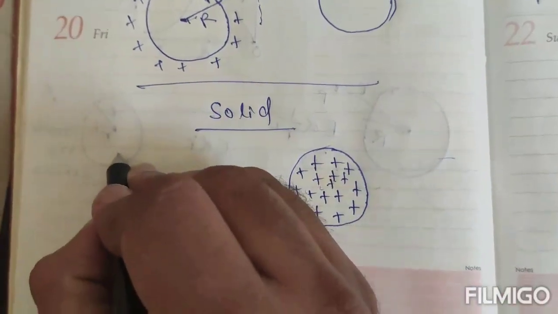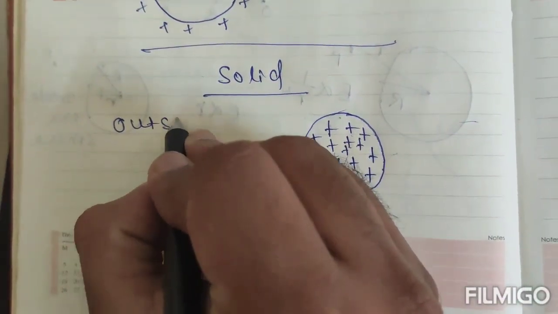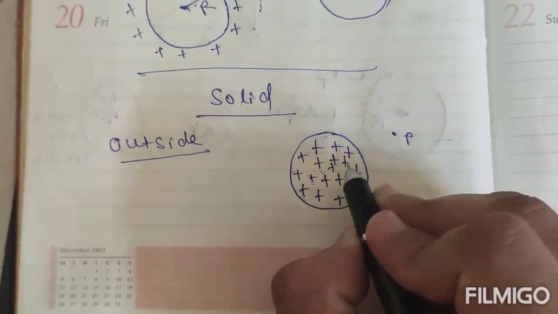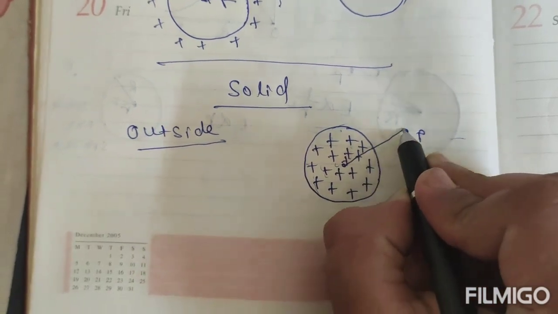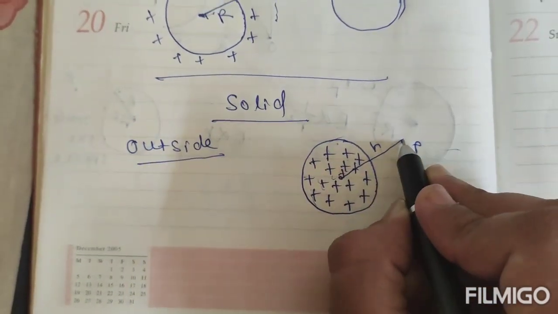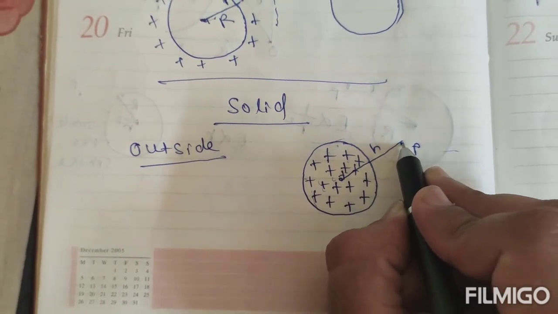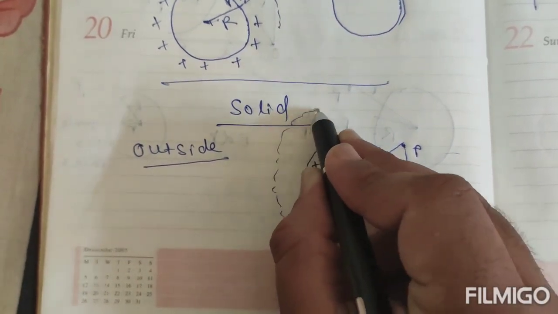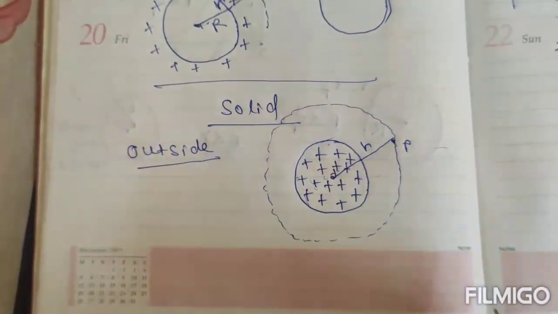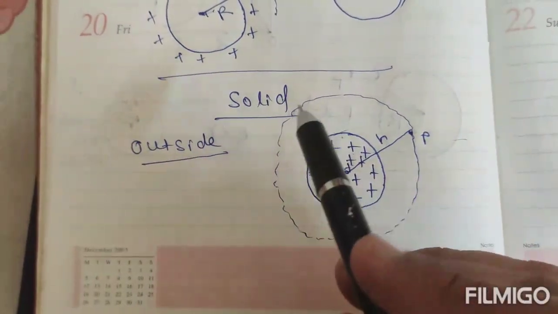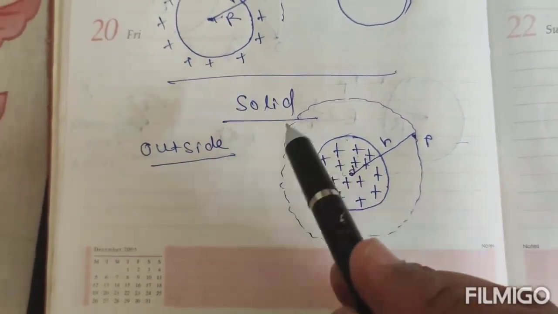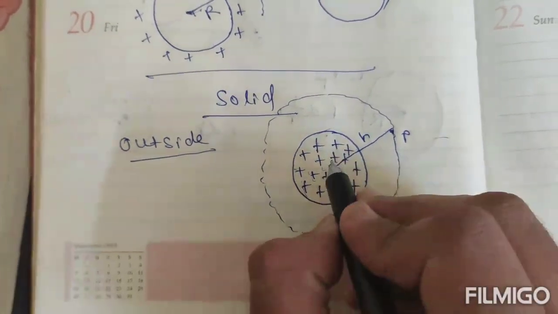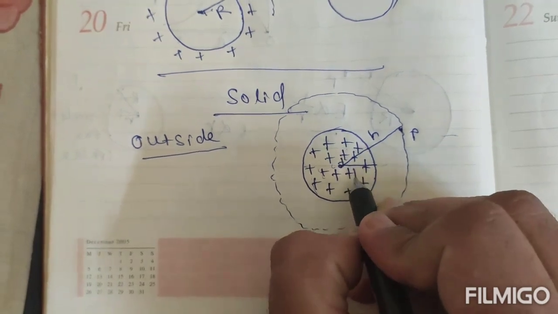So what is the first case? We need to find the field outside of the solid sphere. We will take a point like this with a radius small r, and find out what electric field is present at this point P. So what is the first step? Enclose it with a closed surface or Gaussian surface, right? And how do we enclose a sphere? By drawing a sphere. It is the same as in your hollow case. And this radius is capital R.